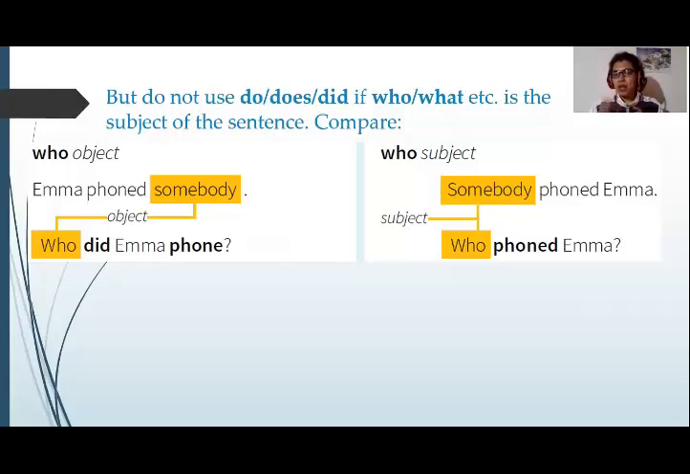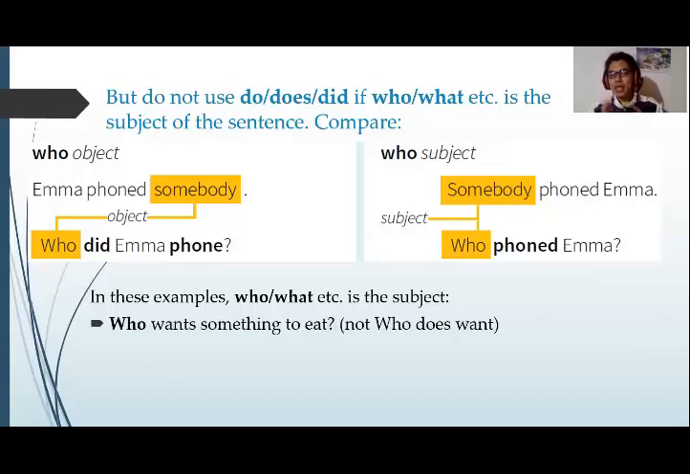Most of the time we are not going to use an auxiliary after who. We are going to use the verb directly. Somebody phoned Emma. The subject is who. We can replace somebody with who. Who phoned Emma? In these examples, who, what, etc. is a subject. Who wants something to eat? Not who does want. We don't use an auxiliary in this case. Remember this.